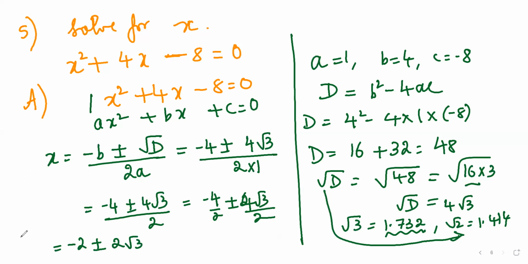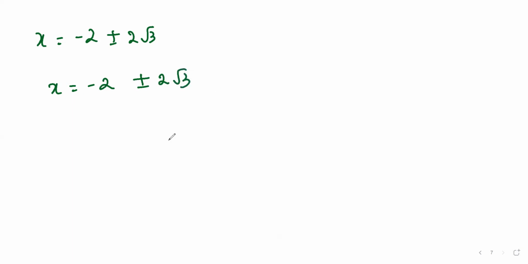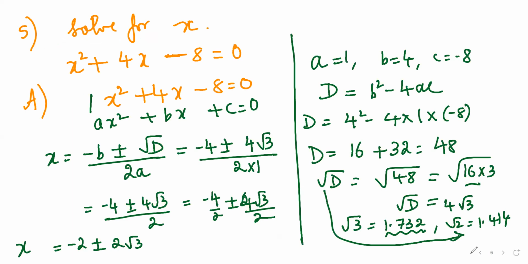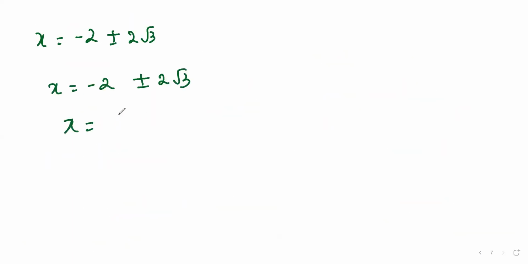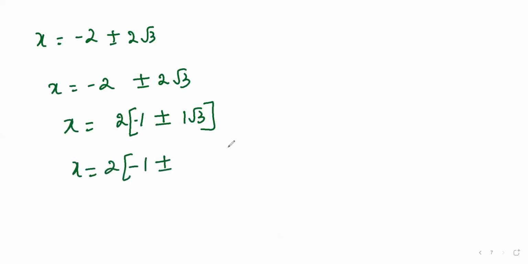I'll just go to the next page. So what did we get? x is equal to minus 2 plus or minus 2 root 3. I have come up till here. Okay. So I can take out 2 common and I can say 2 into 1 plus or minus 1 root 3, isn't it? So now, like I told you, you can plug in the value for root 3, 1.732.